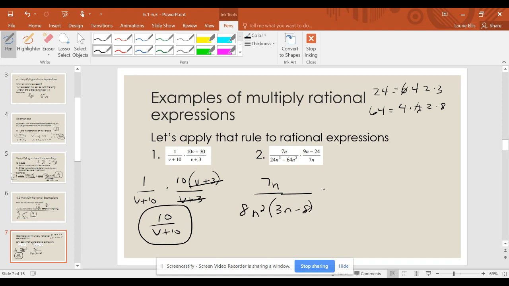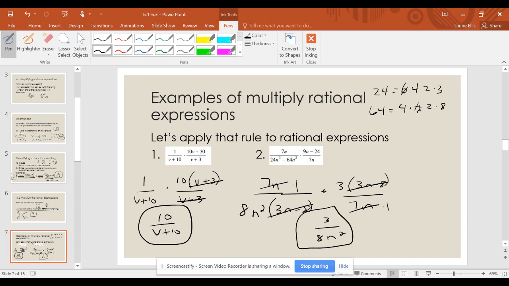3n minus 8 times... the 9n minus 24 has a 3 in common. I'm going to factor out a 3 times 3n minus 8 over 7n. Okay. The 7n's cancel. Remember, I'm left with 1s because this is really times 1. 3n minus 8 cancels. So I'm left with 3 over 8n squared.